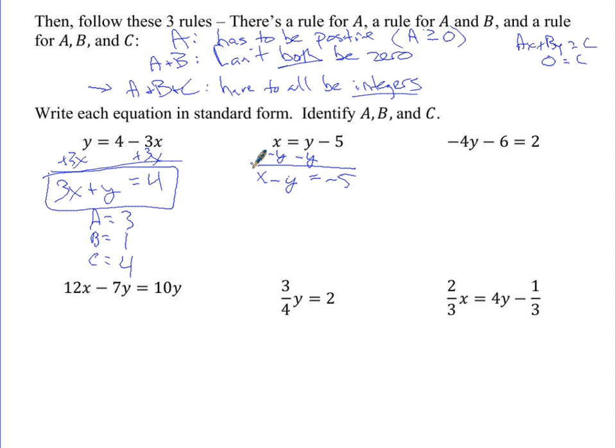They can't both be 0. Are both A and B 0? No, we don't have a false equation here, so we're good there. How about the third rule?